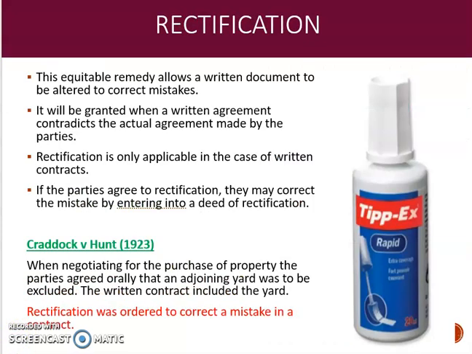Rectification is a remedy whereby a court orders a change in a written document to reflect what it ought to have said in the first place. It is an equitable remedy, so the circumstances where it can be applied are limited. Remember, this also treads on the toes of freedom of contract. We don't really want judges to be rewriting contracts, so we need to be careful about how rectification is used, but it was used in the case of Craddock and Hunt. And here you can see rectification was ordered to correct a mistake in the sale of a property.